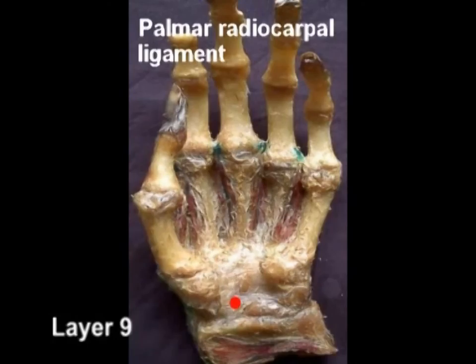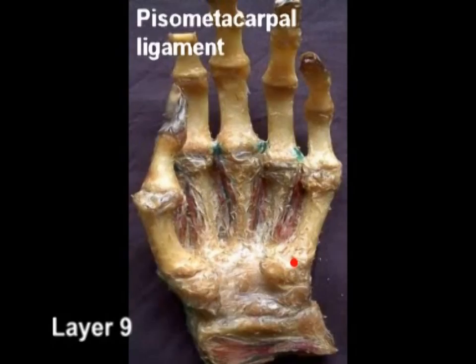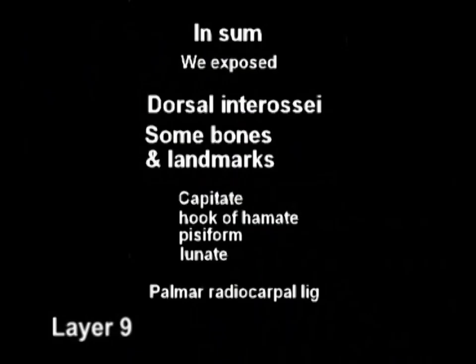Palmar radiocarpal ligament of the wrist joint. Pisohamate ligament. Pisometacarpal ligament. In sum, we have exposed dorsal interossei, some bones and landmarks such as the capitate, hook of hamate, pisiform, lunate, and also the palmar radiocarpal ligament.